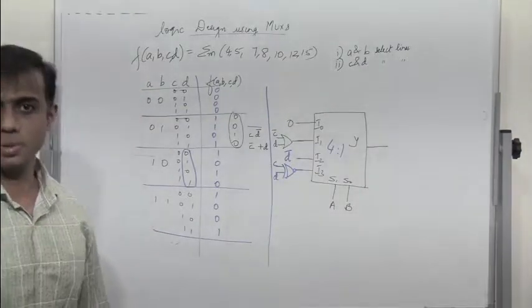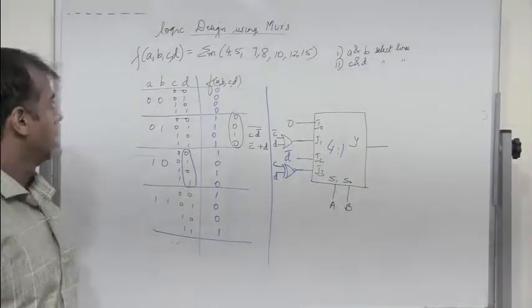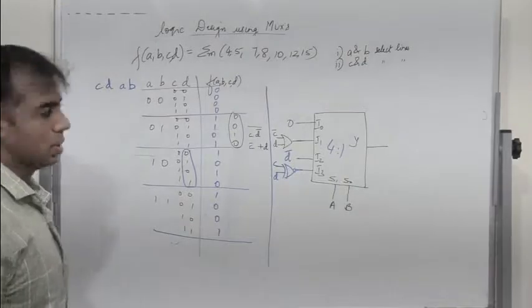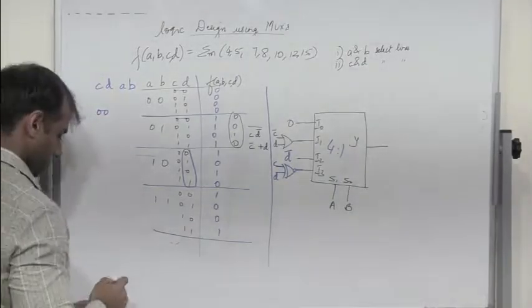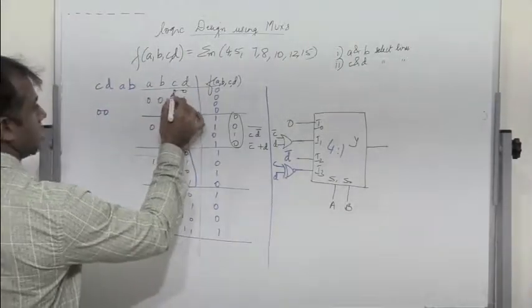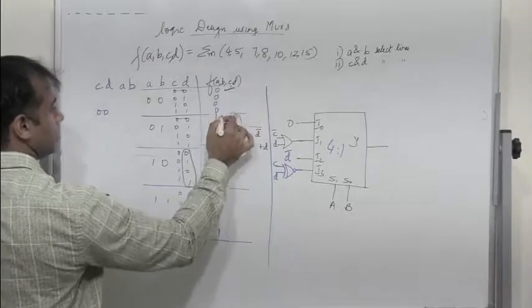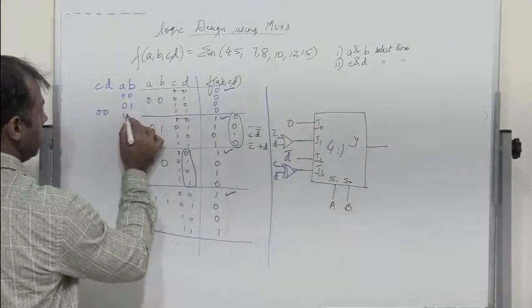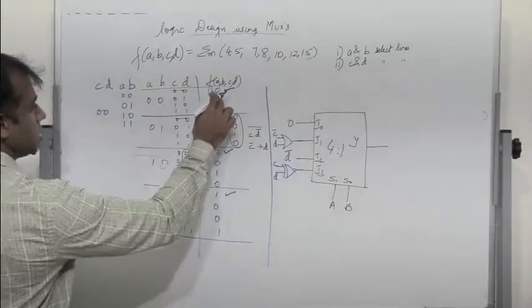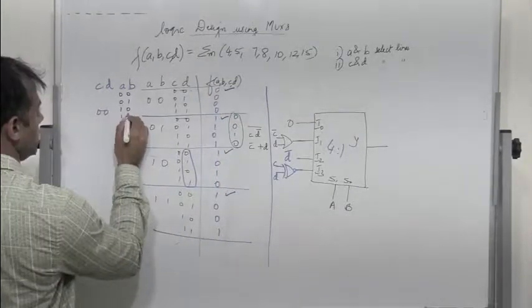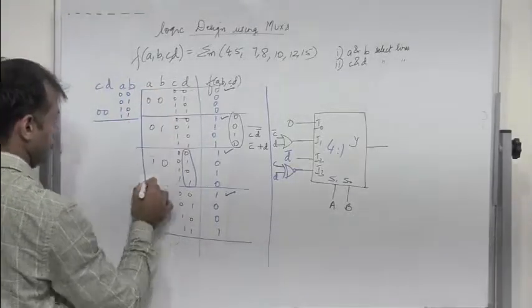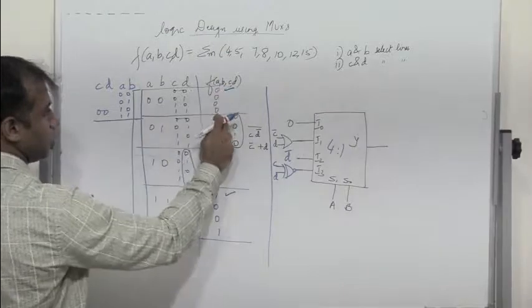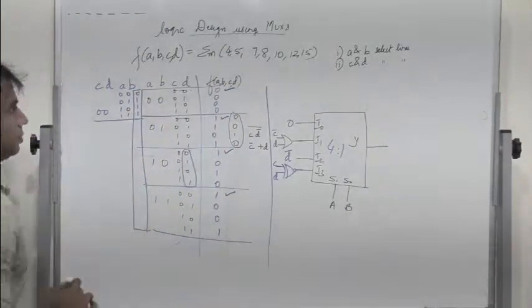So as in one of the previous problems, let me try to rewrite the same truth table by writing C and D first and then A and B. Okay, so C and D 0 0, so I get this, the first one, C and D 0 0, for AB 0 0, 0 1, 1 0, 1 1. So the output is 0, 1, 1, 1. So what is the output? The output is 0, 1, 1, 1. Okay?